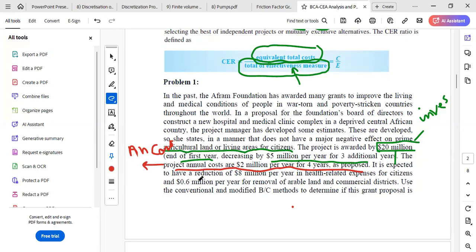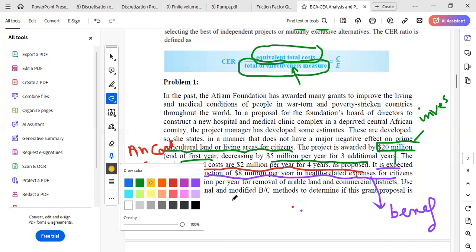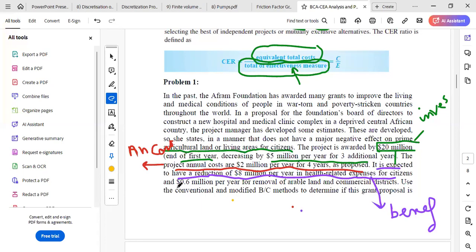Now, it is expected to have a reduction of $8 million per year in health-related expenses for citizens, and $0.6 million per year for removal of arable land and commercial districts. So in this same sentence, you have advantages and disadvantages, benefits and disbenefits. This project will lead to a reduction of $8 million per year in health-related expenses, which is good. So this is for benefits. While at the same time, because of the implementation of the project, we'll have some expenses, losses, due to removal of arable land and commercial districts. So this is a negative effect on society. So this is a disbenefit.